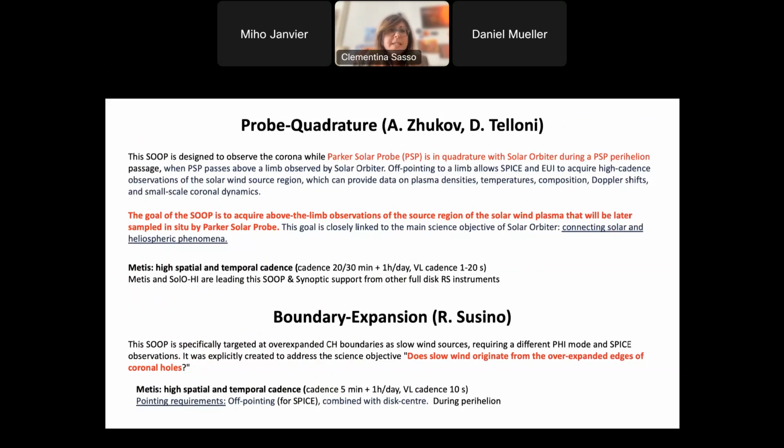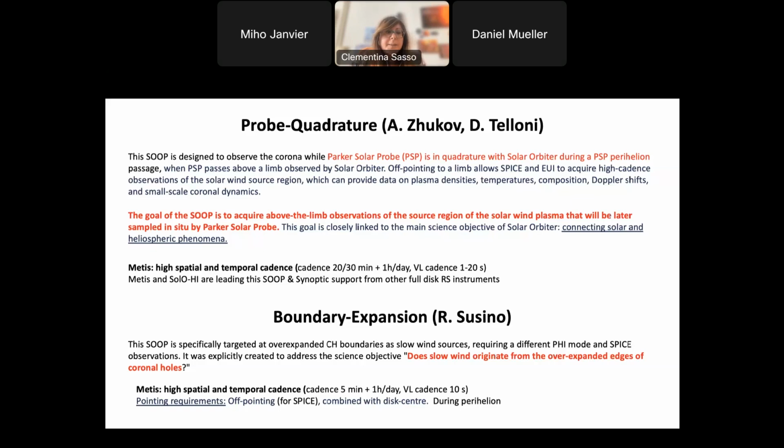To go into the details, the first one is the probe quadrature, designed to acquire observations above the limb of the source region of the solar wind plasma by Metis, which will later be sampled in situ by Parker Solar Probe. They happen when we are in quadrature with Parker Solar Probe, during its perihelion.